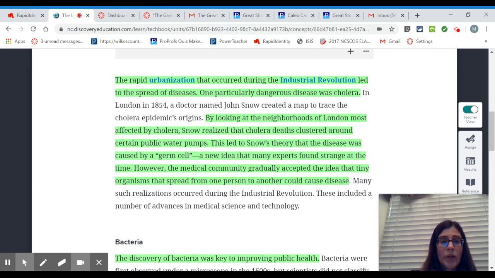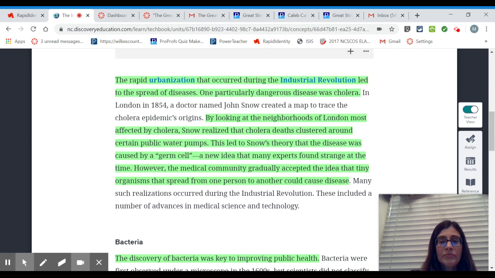Now, until this point, in 1854, no one remembered that the poopy water had the germs in it, and that people were drinking the poopy water with the germs, and that's how the cholera was spread. So John Snow decided that he was going to look and map out some of the neighborhoods within London. And when he did, what did he realize? The cholera deaths were clustered around certain public water pumps.